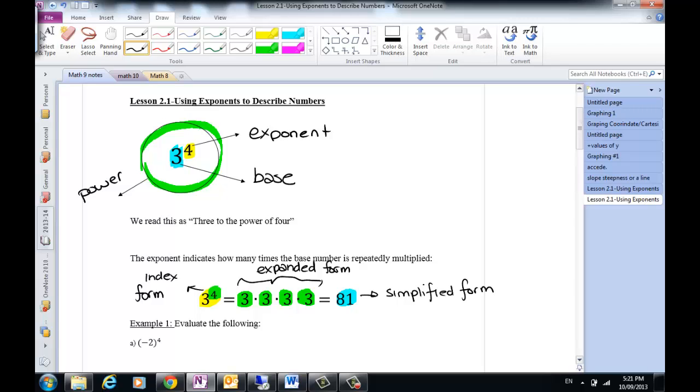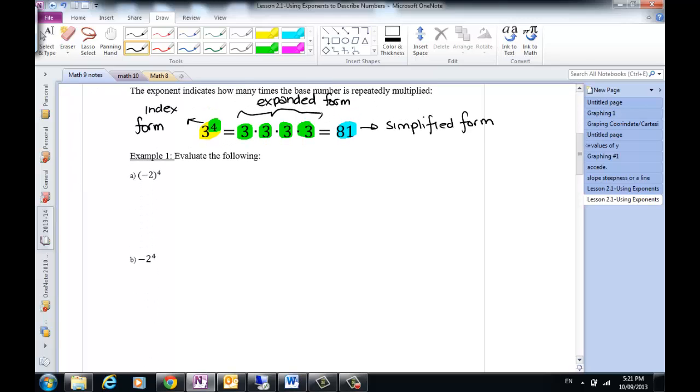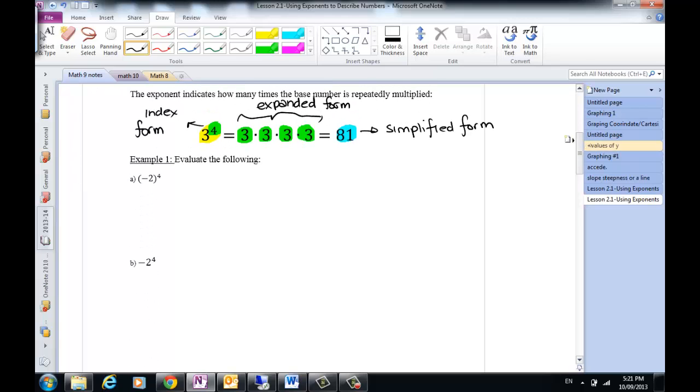Alright, let's do a few. So our first example, we have a bracket and the negative 2 to the power of 4. So this exponent is affecting everything inside the brackets. Notice it's touching the brackets, and it's affecting everything inside of those brackets. So if I was to rewrite this in expanded form, I would have negative 2 multiplied by negative 2 multiplied by negative 2 multiplied by negative 2, 4 times. So again, just for some vocabulary, this is expanded form.